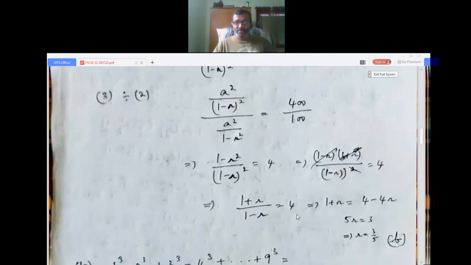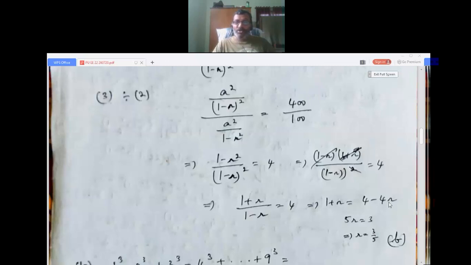It's very clear, don't get confused here. Here I used 1 minus r squared as a squared minus b squared, that is 1 minus r into 1 plus r. This 1 minus r and 1 minus r get cancelled. So remaining is 1 plus r by 1 minus r equals 4. Then I cross multiplied: 1 plus r is equal to 4 into 1 minus r, that is 4 minus 4r.